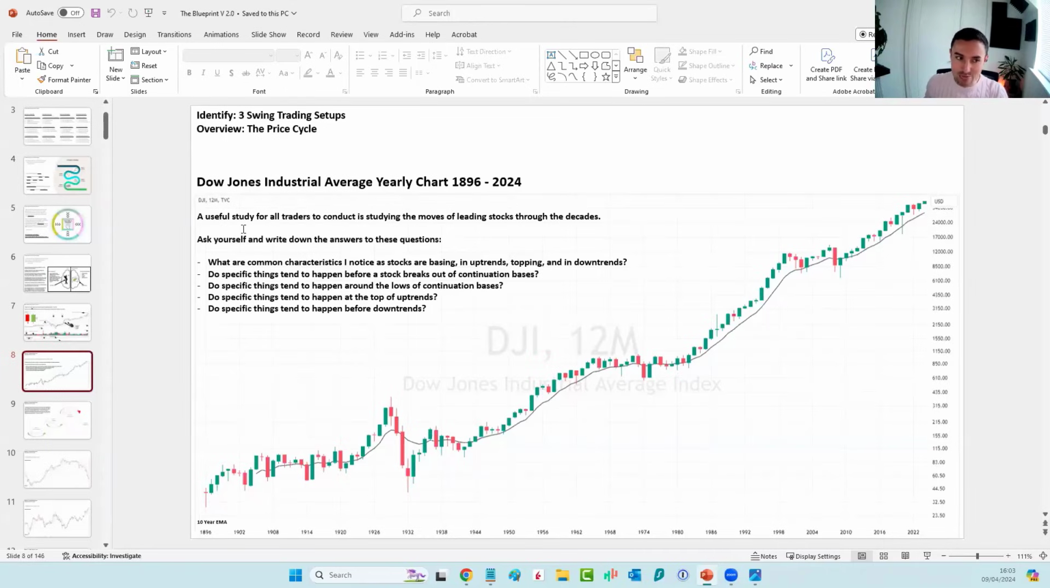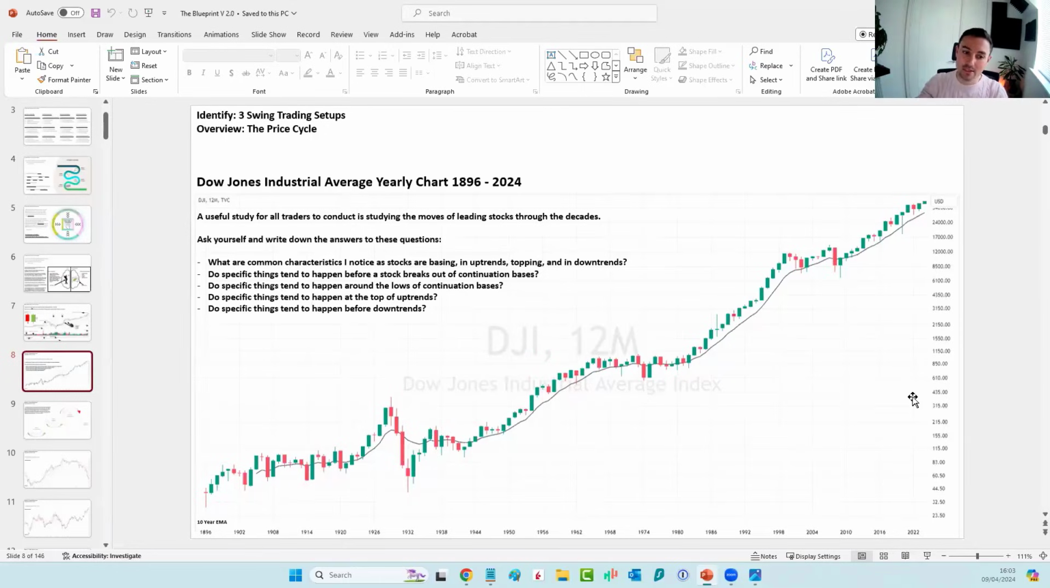So I think this is a really useful study, okay? Pull up lots and lots of different charts. Pull them up at the major indexes. Pull them up at the Dow Jones on the 12-month chart, which is a 1-year chart. So this is from the birth of the stock market to nearly present day, 2022. What do you see? What do you notice?